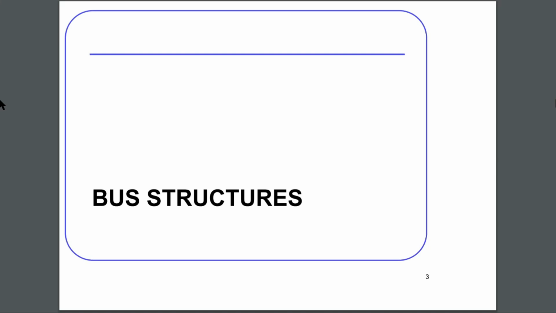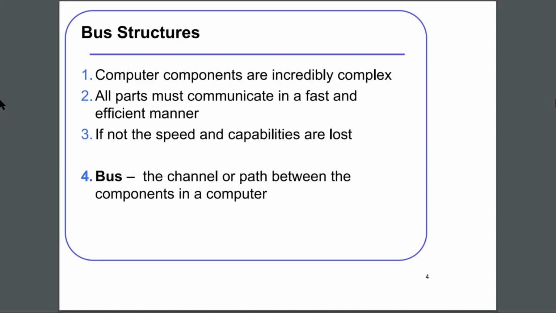So let's check the bus structure in this module. So what is the bus structure? The channel or path between the components in a computer is called a bus structure. Computer components are incredibly complex, so all parts must communicate in a fast and efficient manner. If not, the speed and capabilities are lost. Move to the next slide.